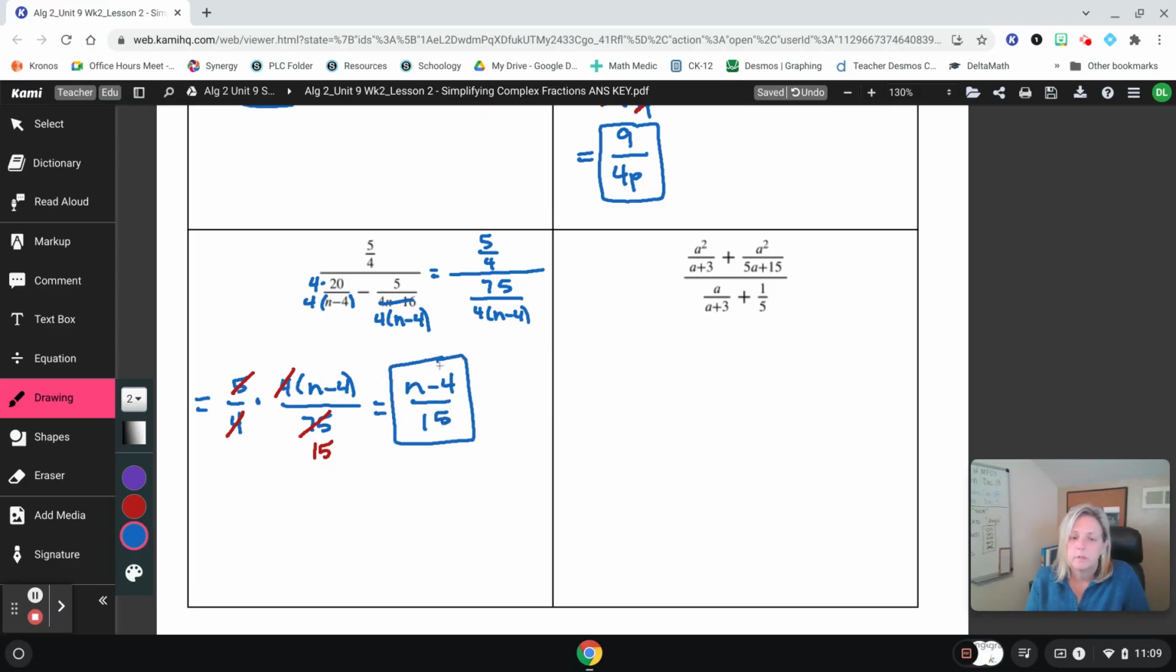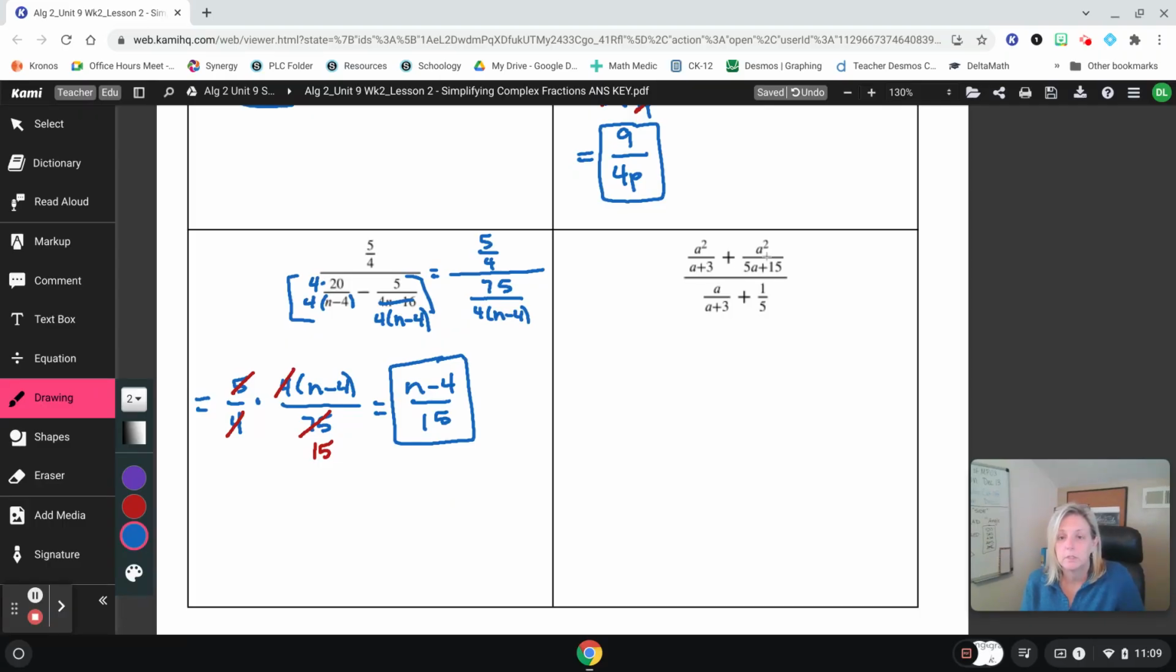So just be careful with these. A lot of times the most common mistake with these problems is they're going to want to multiply 4 down here and then 4 on the top. So try to think of this denominator as one single problem first and get it combined, and then you can do the flip and multiply.